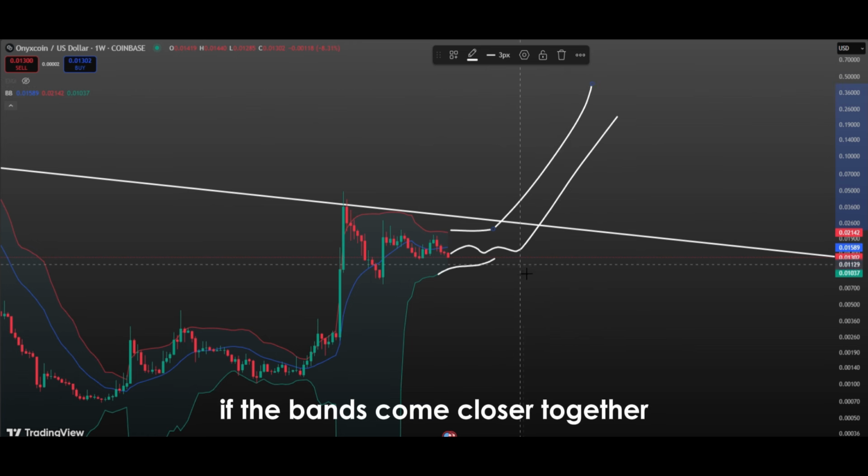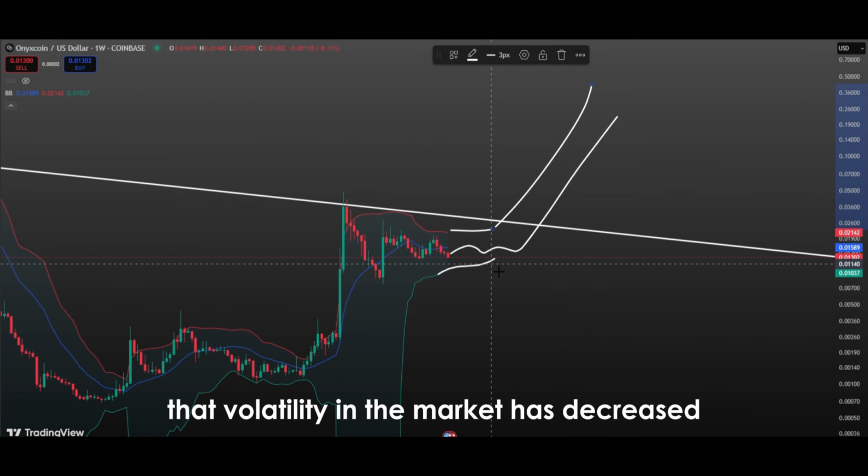These bands represent the range of price fluctuations. If the bands come closer together, it indicates that volatility in the market has decreased and price movements are squeezed into a narrow range. If the bands widen, volatility has increased and strong price movements usually occur. In the current situation, it is reported that there is a very large contraction in the Bollinger Band.